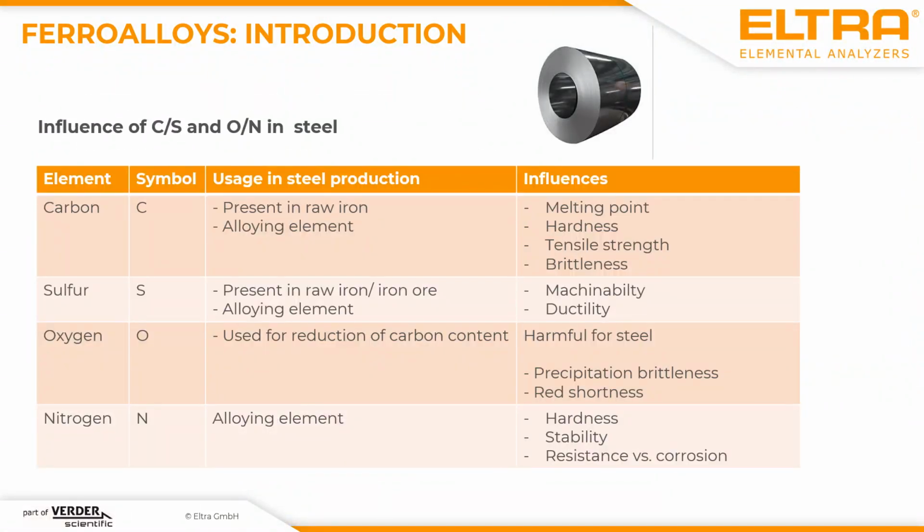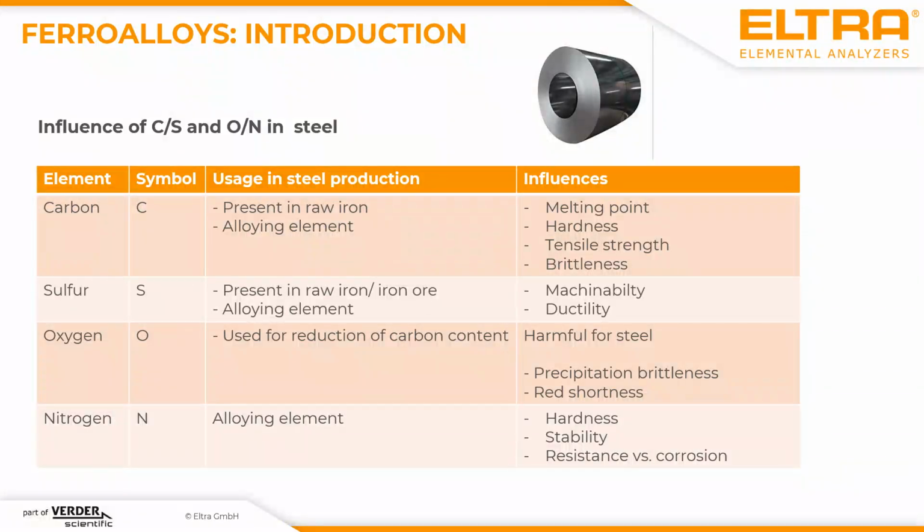First, I would like to show you which influences carbon, sulfur, oxygen and nitrogen could have on a steel sample. When you look at the carbon content, you will see influences on the melting point, the hardness, and of course also on the strength and brittleness. For sulfur, the machinability and ductility are mainly influenced.